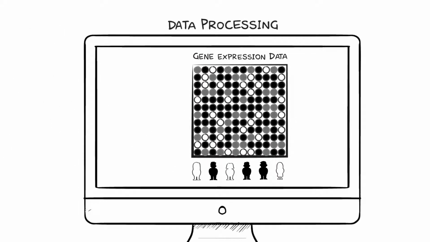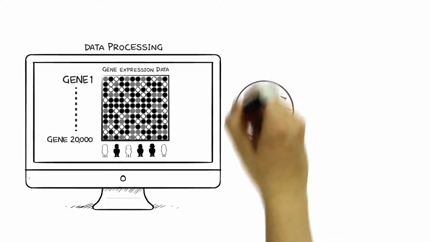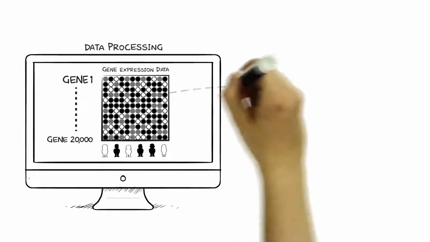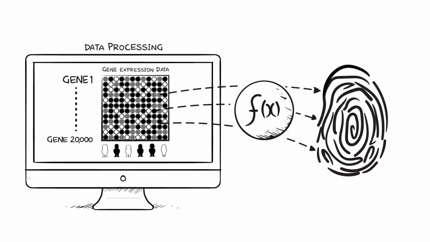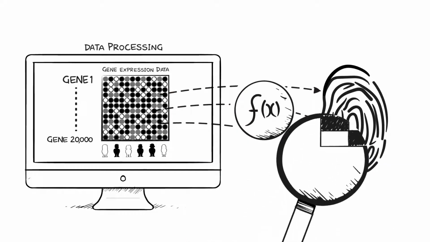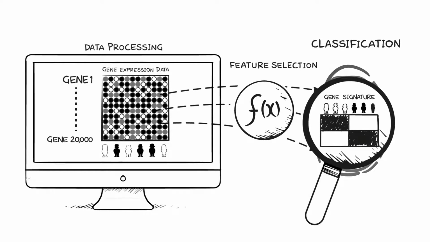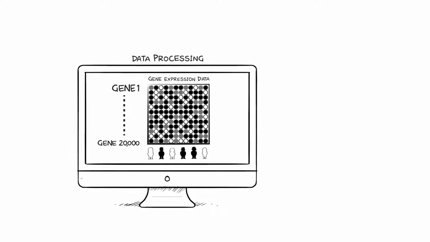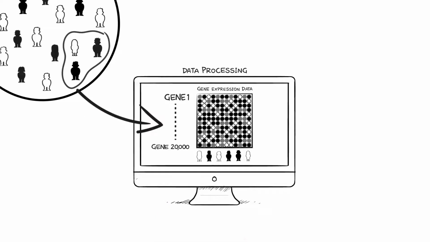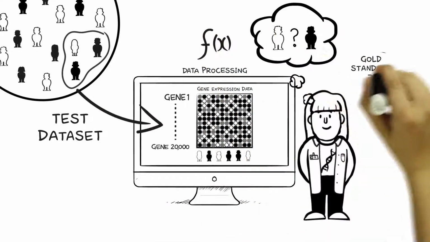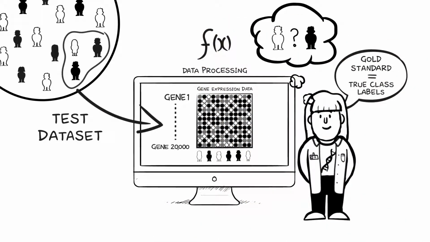Following data processing, computational approaches such as machine learning methods are applied on the training set to extract a subset of genes which combined constitute a gene signature, allowing us to distinguish the classes. This signature can then be applied to the test set to estimate the performance of the classification.